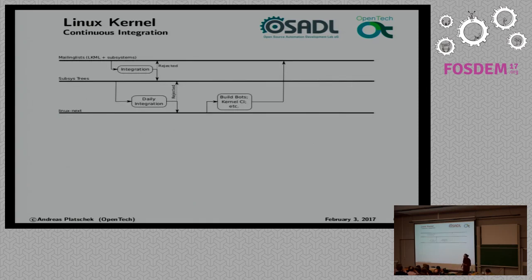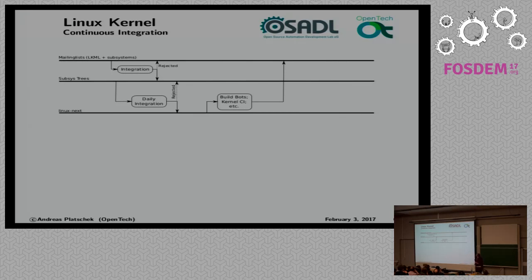But before we go into that question, I have one more thing that I want to show you. I'm not sure how many of you know how a patch actually goes into the mainline kernel, so I tried to picture this a little bit. On the very top, we have the mailing lists, the Linux kernel mailing list and the mailing lists for the subsystems. This is where you send your patch.